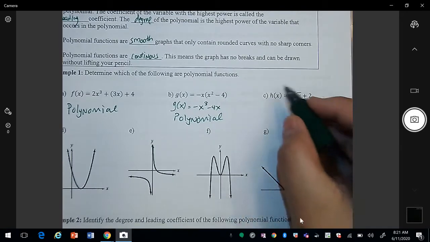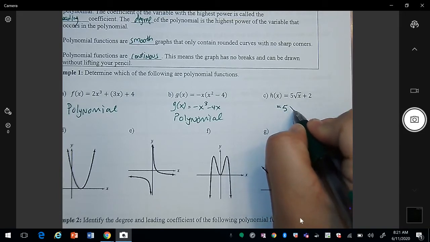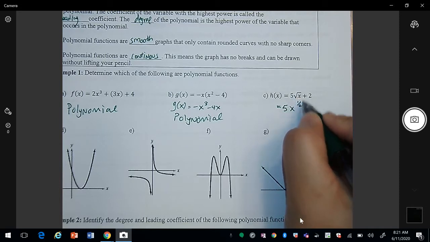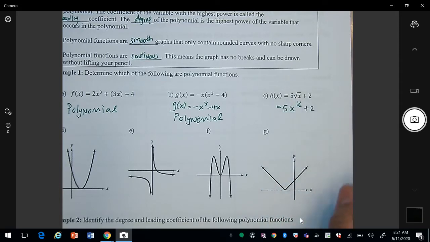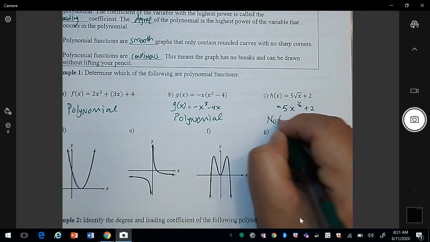And for the third one, we have 5 square root of x plus 2. That square root of x is the same as x to the half power. Anytime you see a root, it's a fractional exponent. And since one half is not an integer, this is not a polynomial.